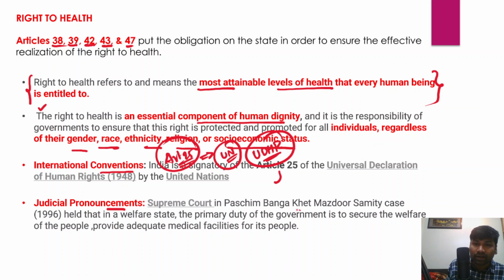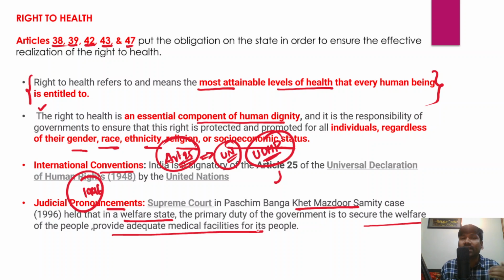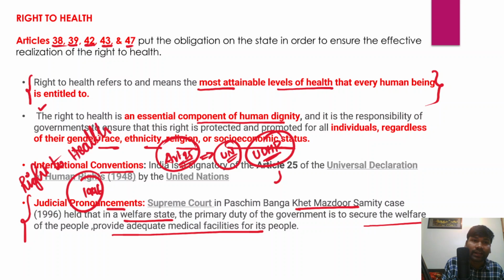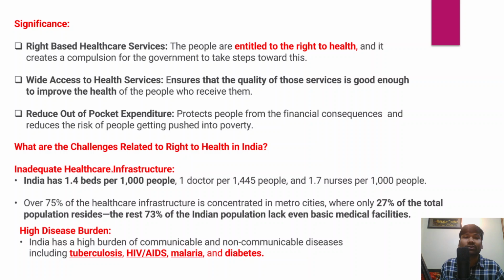And in Paschim Banga Khet Majdoor Samiti case in the year 1996, the Supreme Court has actually held that in a welfare state like India, the primary duty of the government is to secure the welfare of the people and also provide adequate medical facilities for its people. So inherently in this judgment, the Supreme Court has been emphasizing on the responsibility of the state to ensure adequate health care and achieve right to health or protect the right to health.